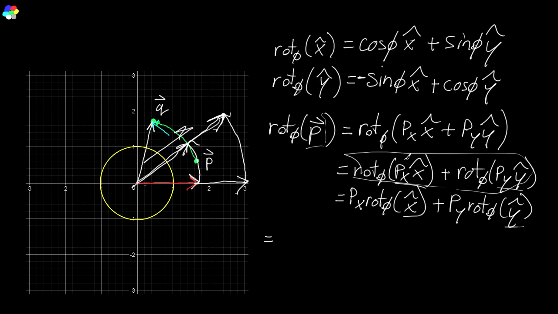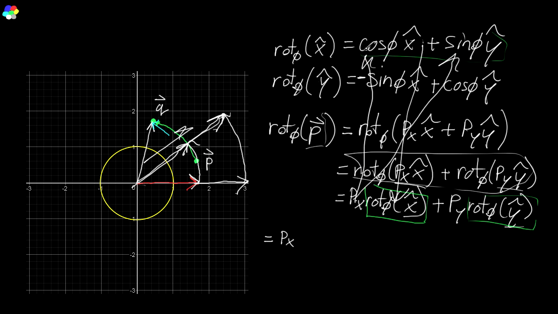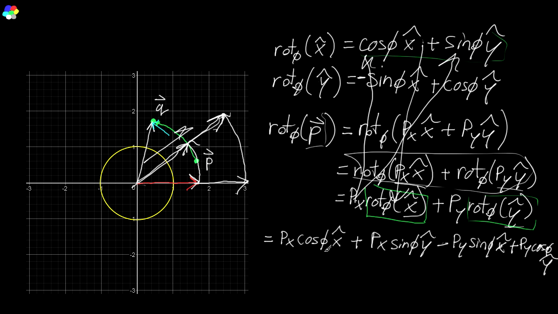And now I think you can see where I'm heading with this, because we know rotation phi of just x hat, and we know rotation phi of y hat. That's just these guys up here. So all we got to do then is substitute. So if we substitute this into here, and then we distribute the px to both parts of the sums here, what we get is px cos phi x hat plus px sine phi y hat minus py sine phi x hat plus py cos phi y hat.